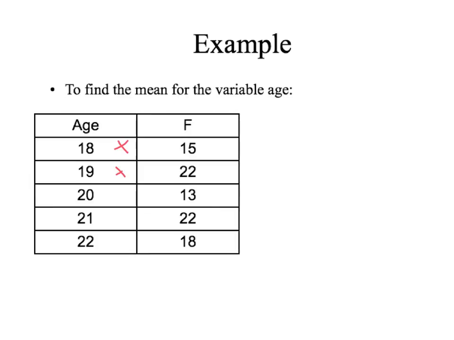I'm going to multiply across this direction. So I'm going to put in my x's for my multiplication, and then I'm going to have an equal sign over here. What I'm going to do is I'm going to have 18 times 15 is going to give me 270. And then I've got 19 times 22, which is 418. And then I've got 20 times 13, which is 260.